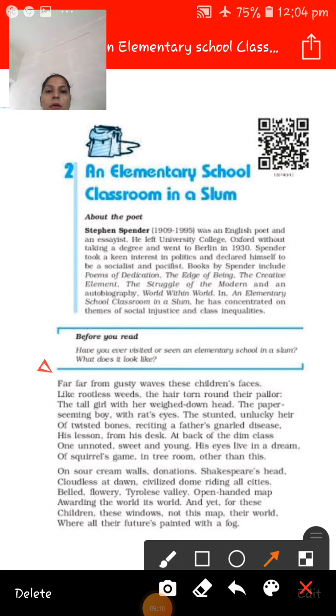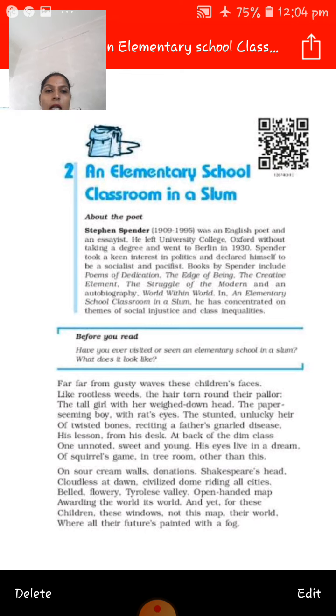Far, far from gusty waves, these children's faces like rootless weeds, the hair torn round their pallor, the tall girl with her weighed-down head, the paper-seeming boy with rat's eyes, the stunted, unlucky heir of twisted bones, reciting a father's gift of disease, his lesson from his desk at back of the dim class, one unrooted, sweet and young, his eyes live in a dream of squirrel's game in tree room other than this.